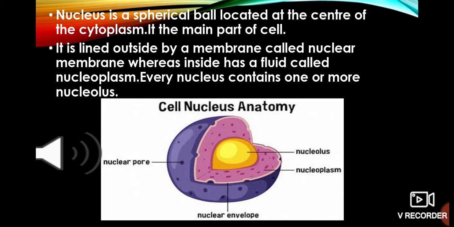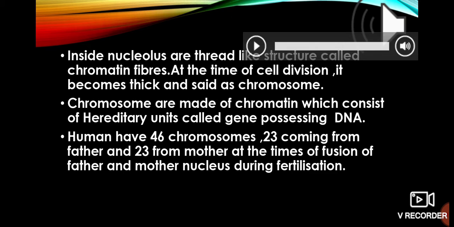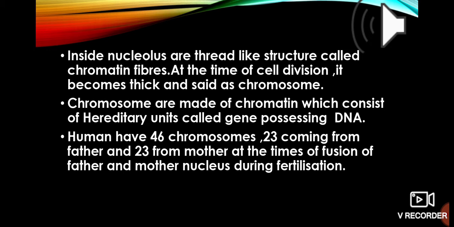Inside the nucleus, there is another round structure known as the nucleolus. The nucleus consists of a nucleolus. This nucleolus can be one or more than one in number. It consists of certain structures which look thread-like in appearance. These structures are known as chromatin fibers.